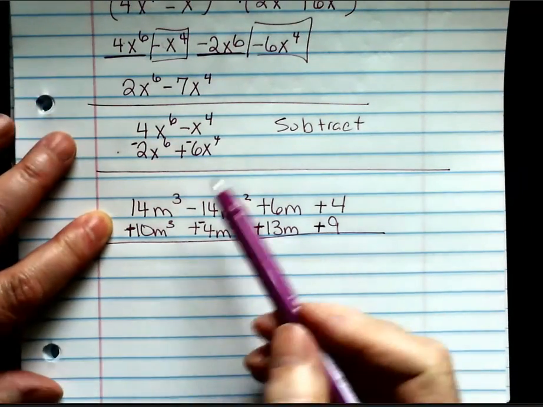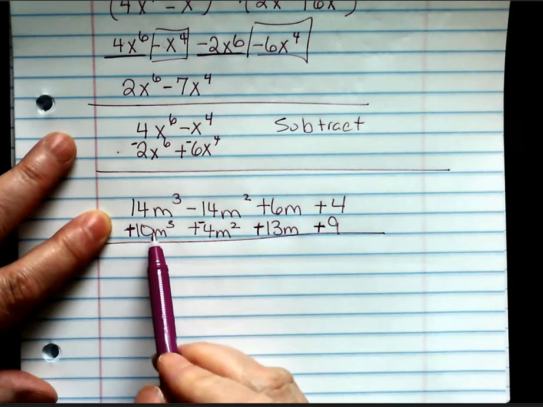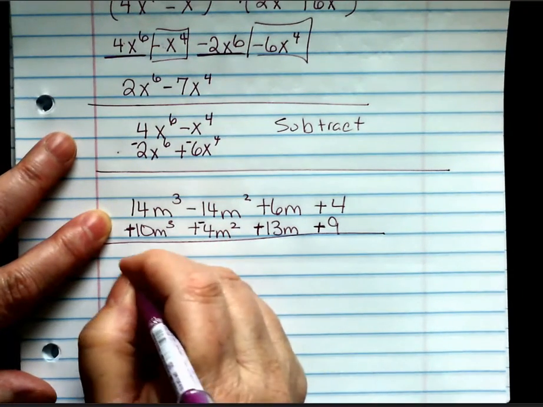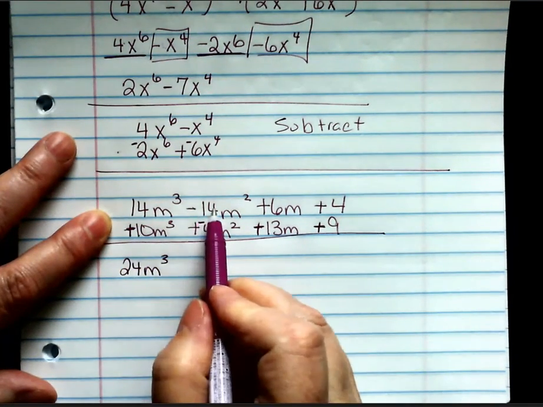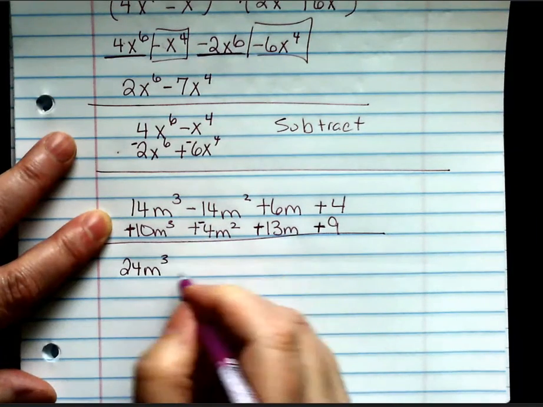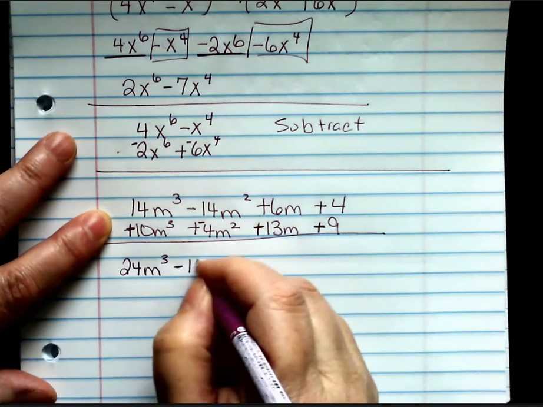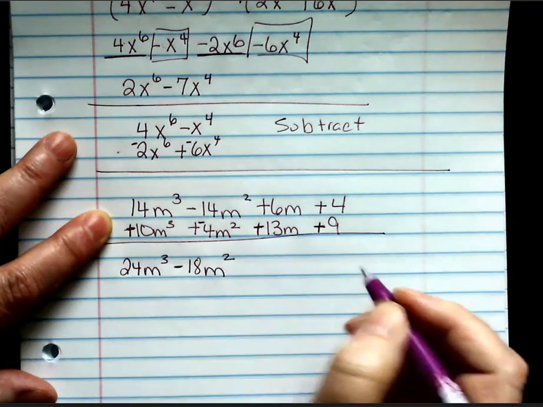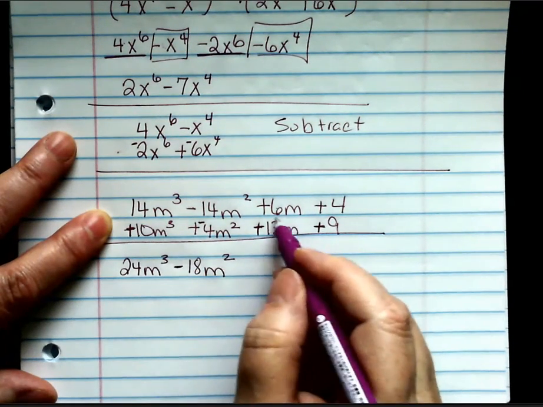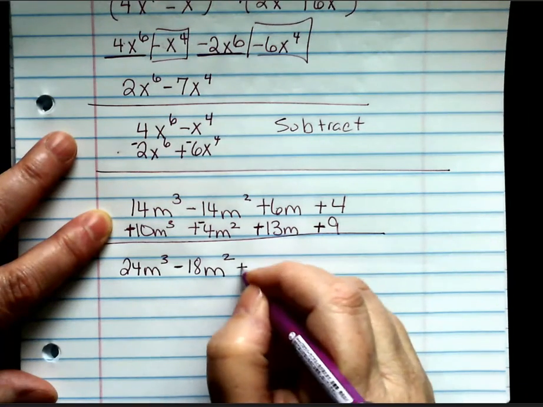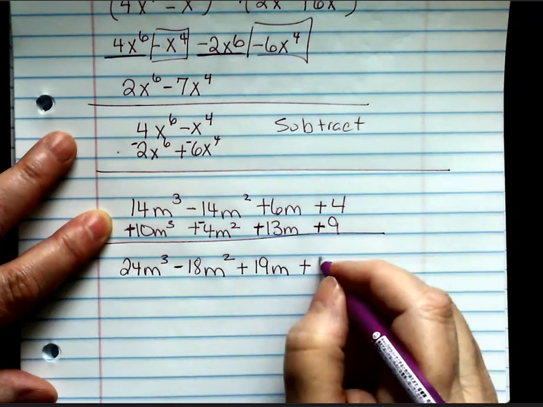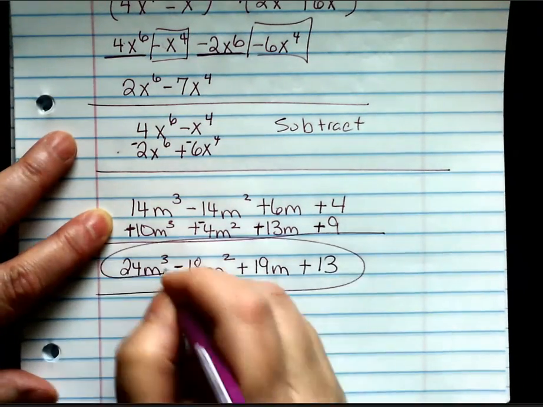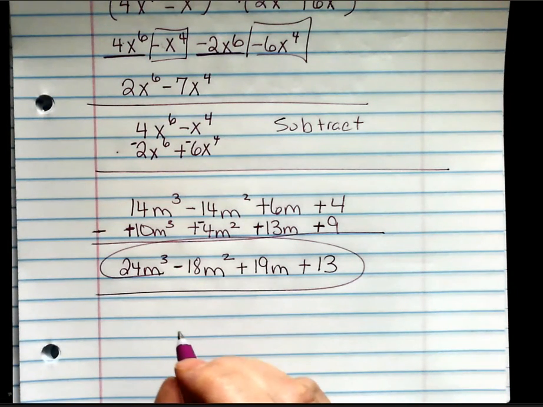I combine like terms. What's 14 plus 10? 24m cubed. What's a negative 14 and a negative 4? Negative 18m squared. 13 plus 6 is 19m, and 9 plus 4 is 13. And that's how you do adding and subtracting.